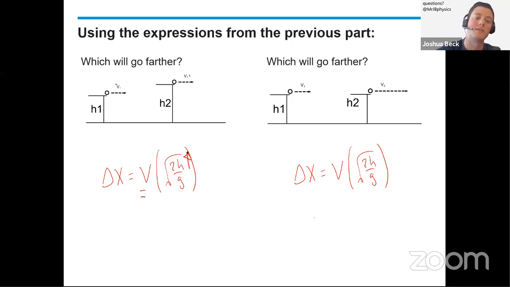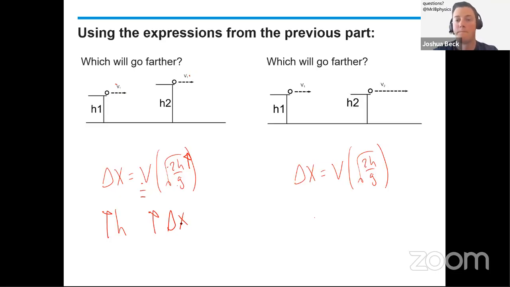H has increased. G is constant, so that's the same. So that stayed the same, same, and then we've got an increase. So this is going to be, if I increase H, then I'm going to increase delta X. I've just now used my equation to explain that.